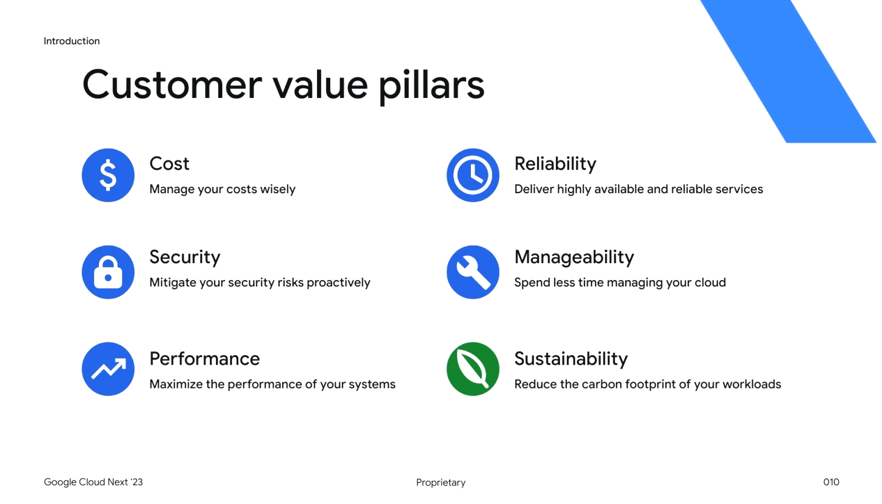We make recommendations to you in what we call our six value pillars. These are essentially the business value that you should expect from us. Help you manage your costs intelligently, improve your security, improve your reliability, improve your performance. We help you with manageability, which is just a long word that means it should take you less effort to get the same results out the end. We should help you reduce the toil involved in managing your cloud. And then finally, we can also help you improve your sustainability by reducing your workload's carbon footprint.